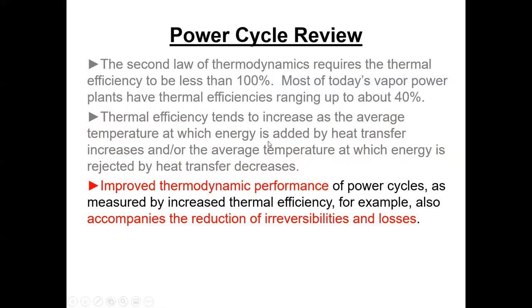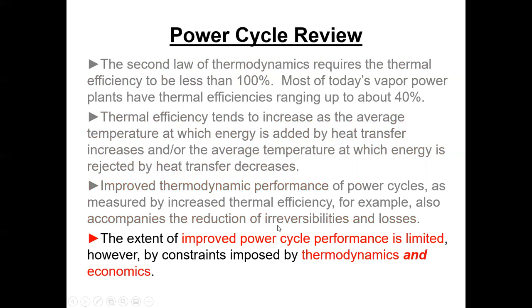expensive. Improved thermodynamic performance of power cycles, measured by increased thermal efficiency, for example, also accompanies reduction in irreversibilities or losses. Now, this is an area that can really be worked on. And so, if you can reduce friction, reduce stray heat loss, reduce turbulence, reduce these dissipative effects, then by doing a better design, you have some possibility here to actually make some improvements. The extent of improved power cycle performance is limited, however, by constraints imposed by thermodynamics and economics.